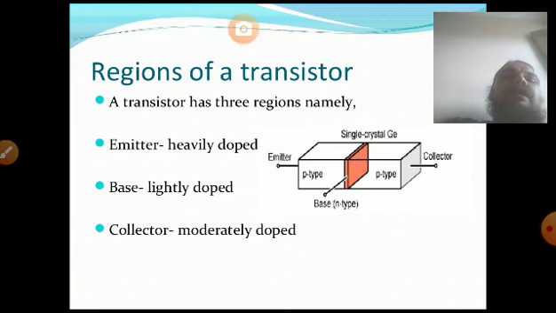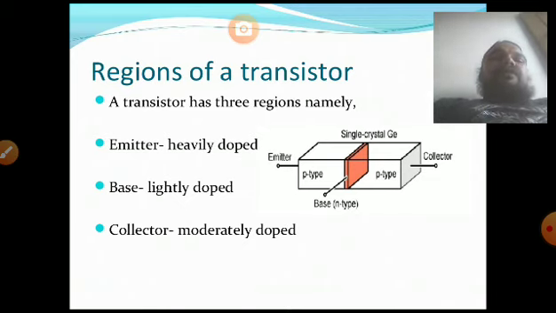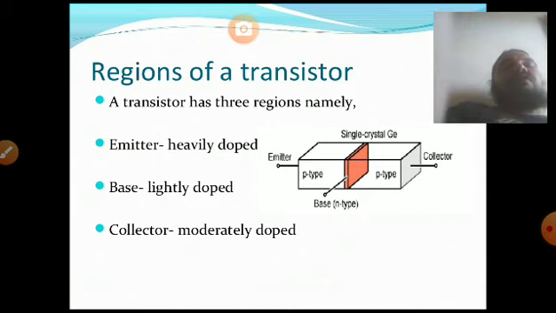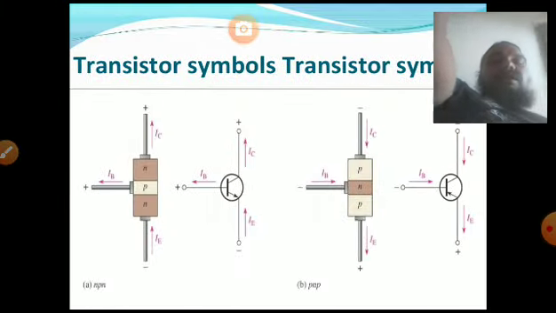A transistor normally has three regions: emitter heavily doped, base lightly doped, collector moderately doped. Single crystal of germanium, there are the structures of the NPN and PNP transistors: emitter, base, collector. Where the n-type material is called base, the upper p-type material is called emitter, and the lower p-type material is called collector.